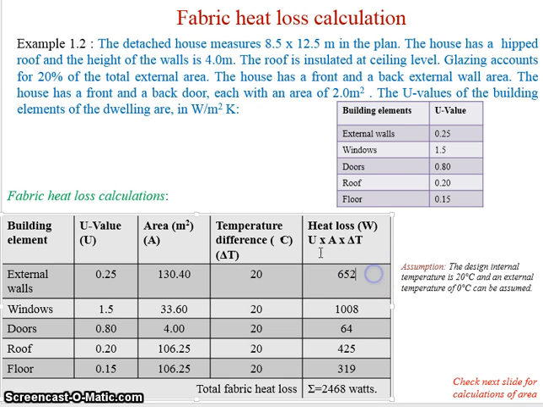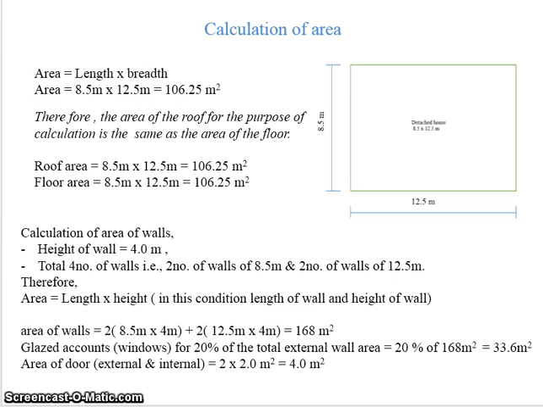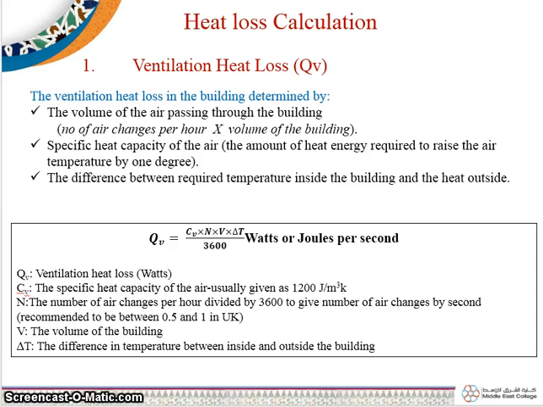Now for the heat load calculation, just multiply this column: U, A, delta T. If you multiply these three, you will get this answer. Once you have all these, the total fabric heat loss calculated by sigma is equal to 2468 watts. Keep it in mind, we will use it later again. So now the heat loss calculation.